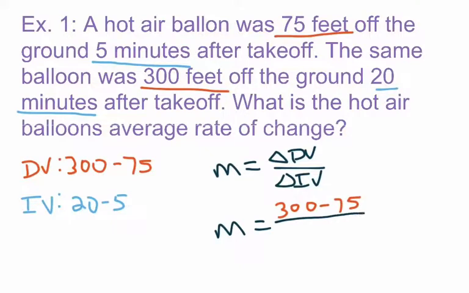And for delta IV, we're taking 20 minus 5. Now if we look at this here, this should look very, very familiar. It should look exactly the same as our formula for finding the slope from two ordered pairs. Okay, we have m is equal to, we have a fraction bar, we have our two minus signs. That should look very much the same as our formula for y2 minus y1 over x2 minus x1. Okay, so now what we want to do is go ahead and simplify this.